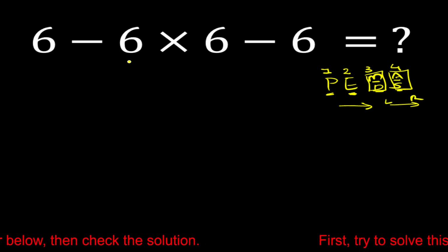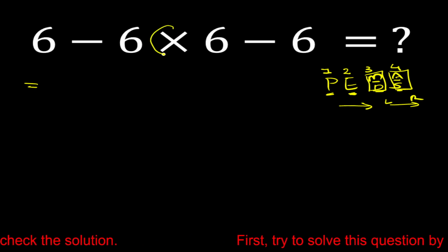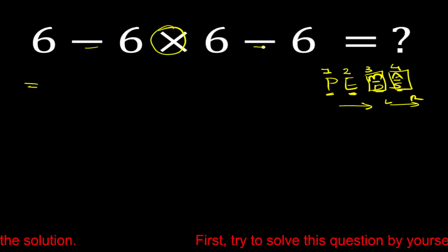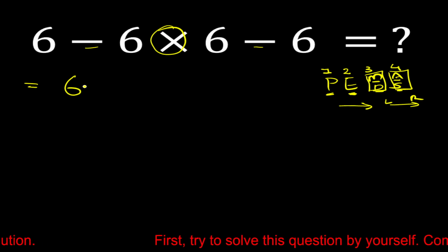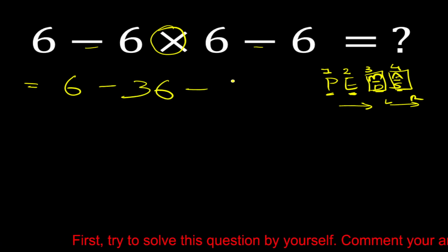Okay. So in this problem, first priority is this multiplication. Then we have to solve this subtraction. Okay. So 6 minus 6 multiplied 6 is equal to 6 minus 36.